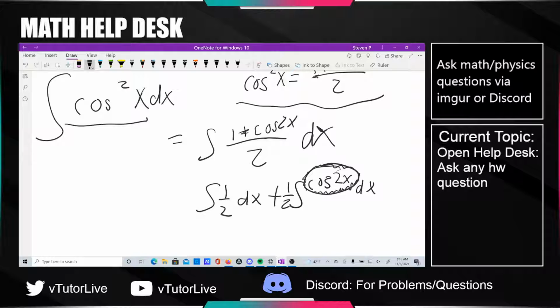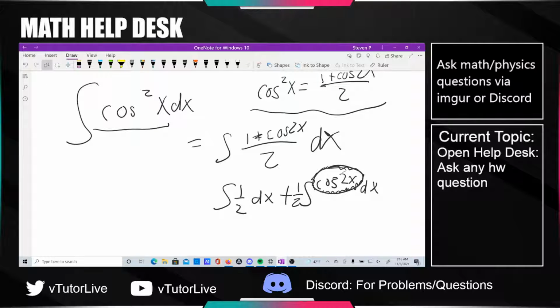Right? Yeah, it's sine 2x over 2, right? Yep. So this would turn into sine of 2x, and because of the chain rule you would get divided by 2, but then you would get another divided by 2, so it's sine 2x over 4. And then x over 2 here.